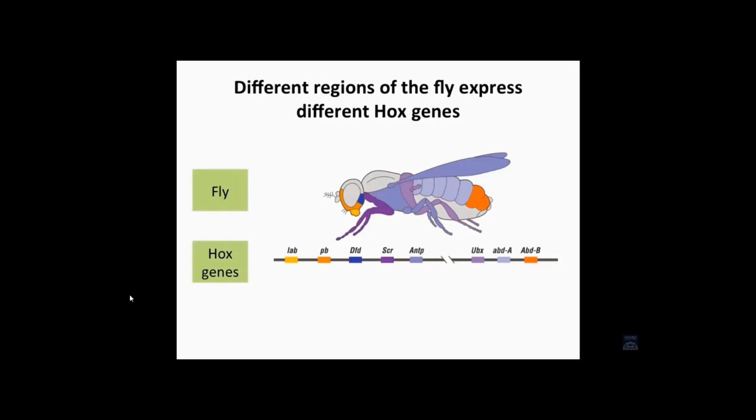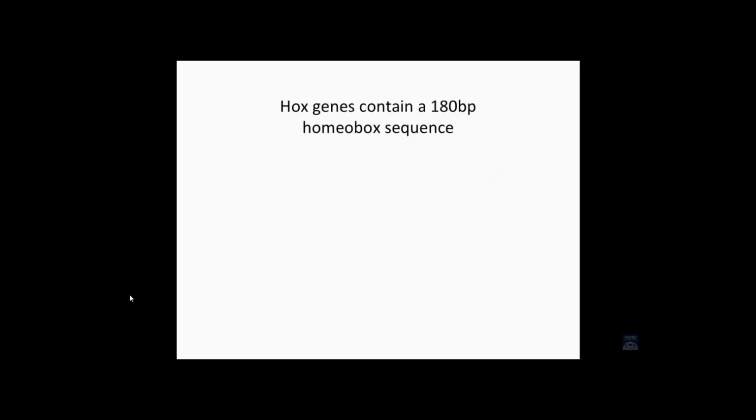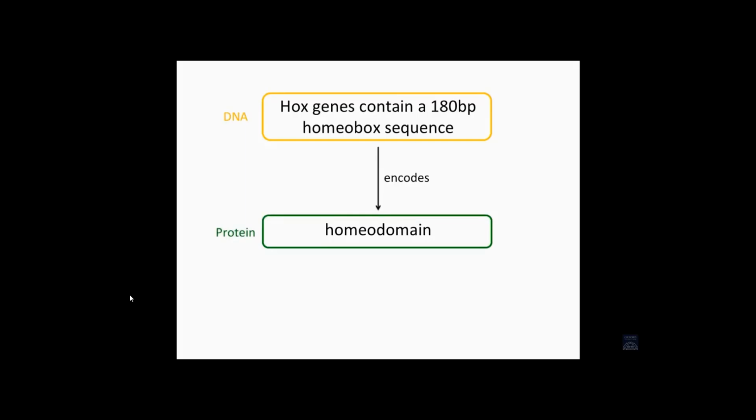When the first Hox genes were sequenced, it became clear that they all contained a short stretch of 180 base pairs of sequence that showed similarity to all the other Hox genes. This stretch of sequence was called the homeobox, and it encodes the part of the Hox protein that directly binds to DNA. This stretch of the protein is called a homeodomain. So the DNA sequence is a homeobox, and the corresponding encoded protein domain is the homeodomain. The homeodomain generally forms a helix, loop, helix, turn, helix structure, and this allows it to bind to DNA.